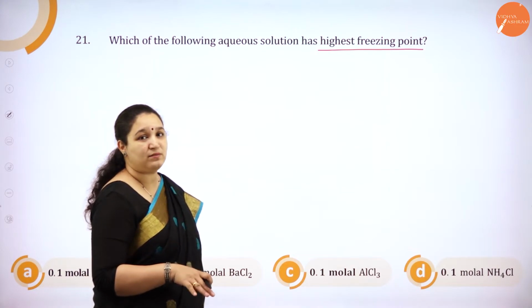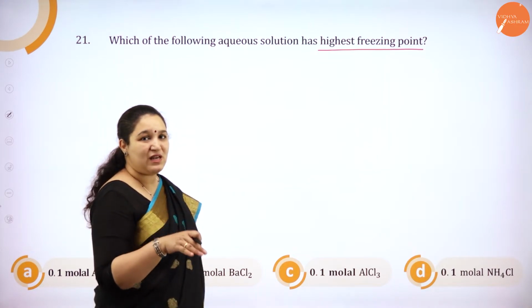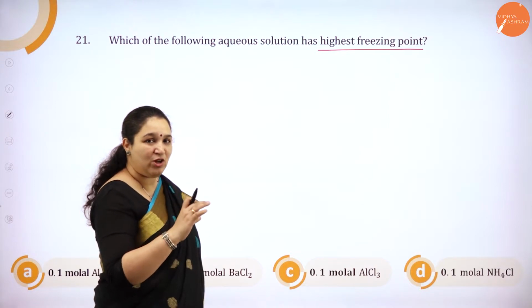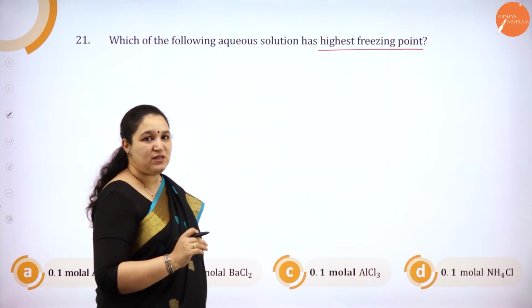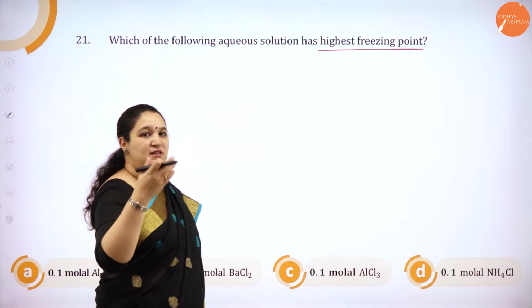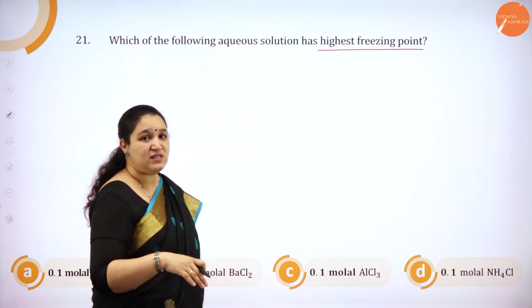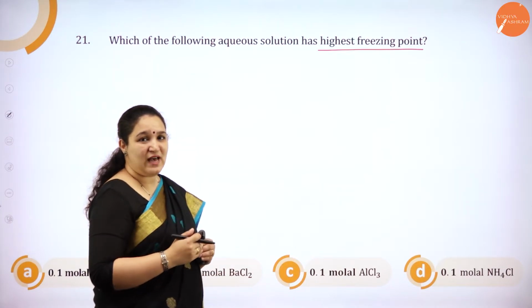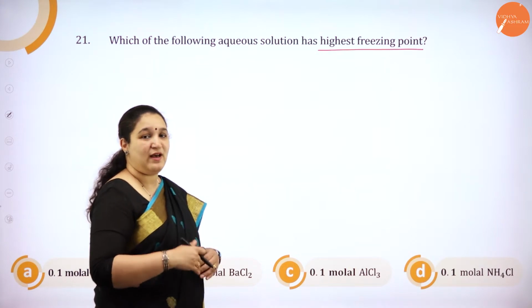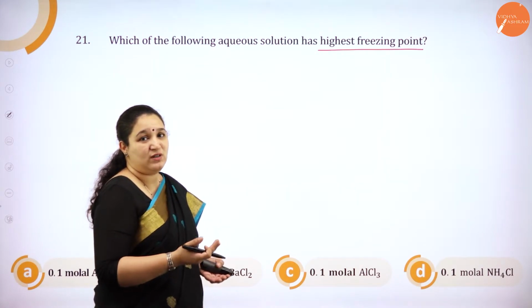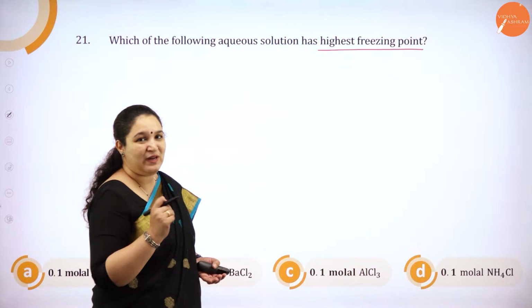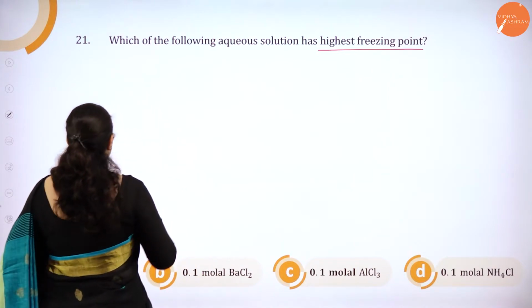It should be lesser. Number of particles less, that means that particular option will have the highest freezing point. As the particles increase, the freezing point goes on decreasing. Okay, I don't want the one which has the lowest freezing point. I want the option which has the highest freezing point. So we'll calculate the i for all the options.